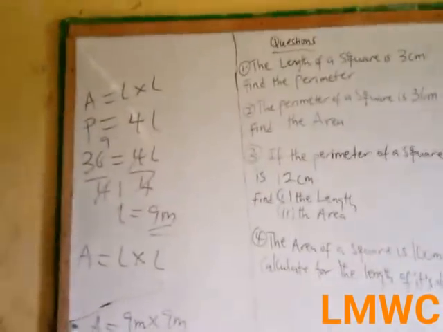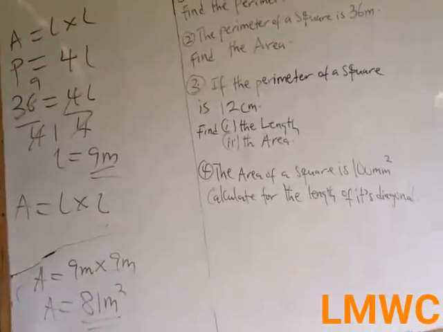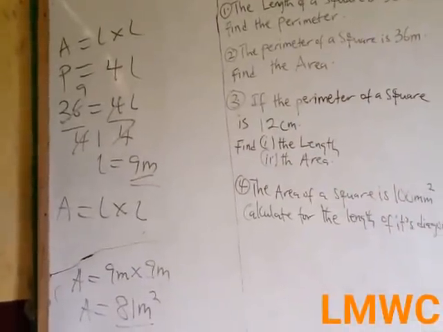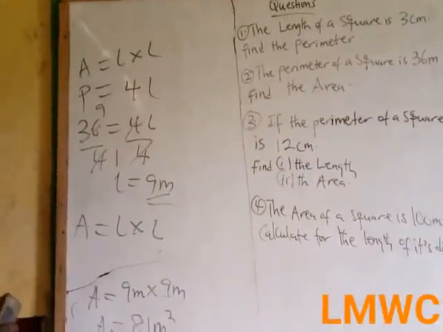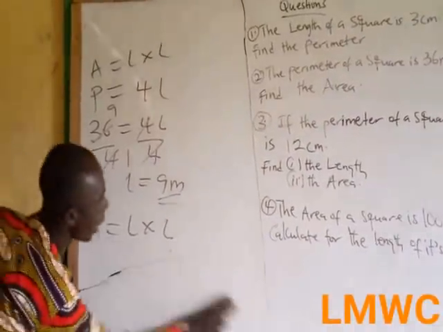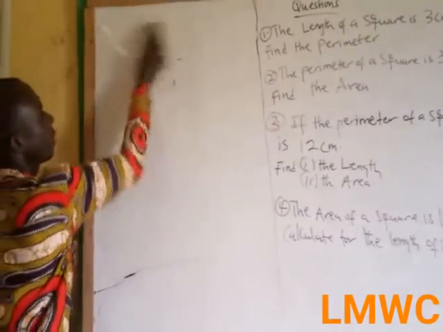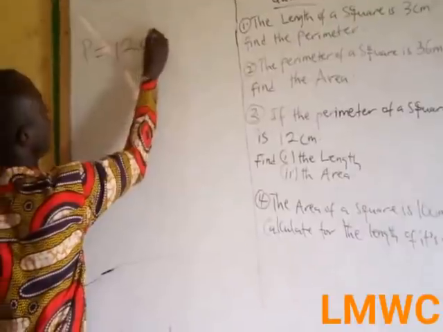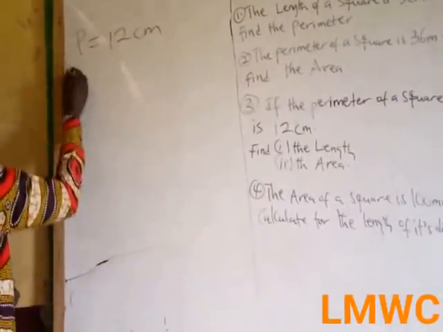So you see, it's not difficult once you know what you are doing. Question 3. If the perimeter of a square is 12 centimeters, find I, the length, II, the area. We know the perimeter as 12 centimeters. And you have been asked to calculate for I, the length.